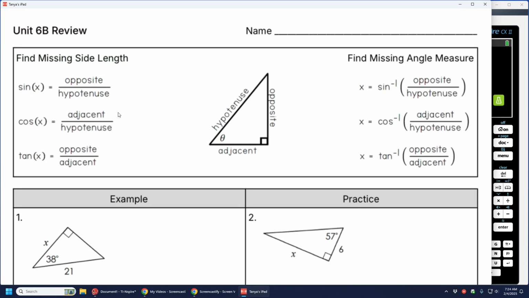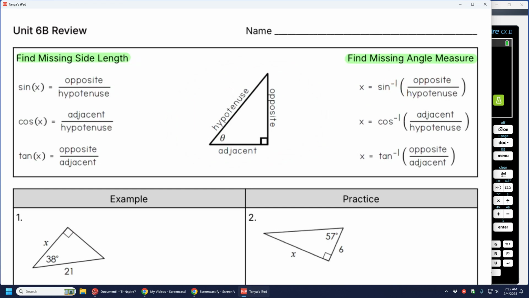When you're finding a missing side length, we're going to use regular sine, cosine, and tangent. Sine is opposite over hypotenuse, cosine is adjacent over hypotenuse, tangent is opposite over adjacent. When you're finding a missing angle measure, however, it's still the same ratios, only this time you're going to be using inverse functions, sine with the little -1 there. Now opposite, hypotenuse, and adjacent all come from the right triangle that you're looking at.